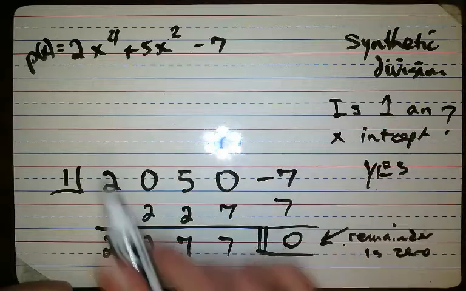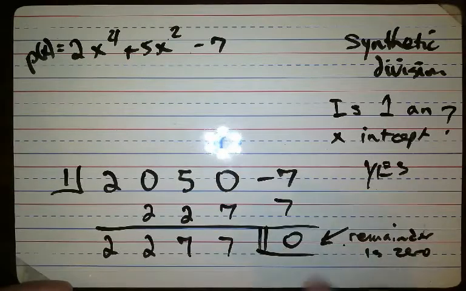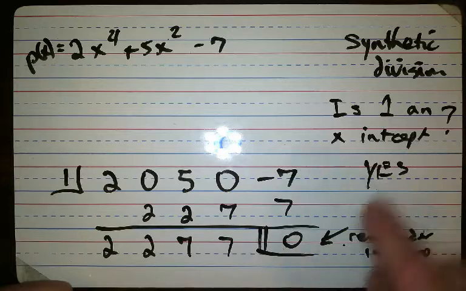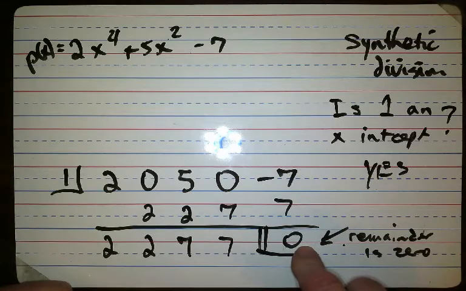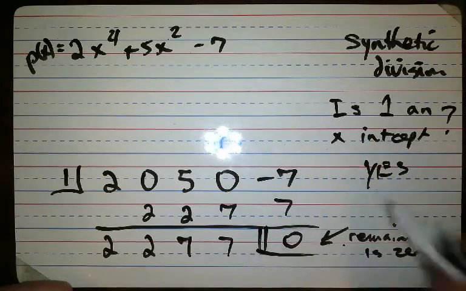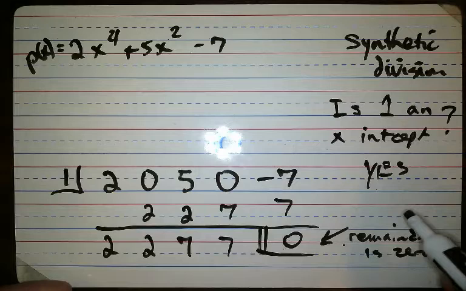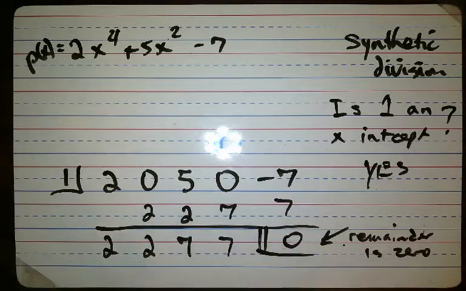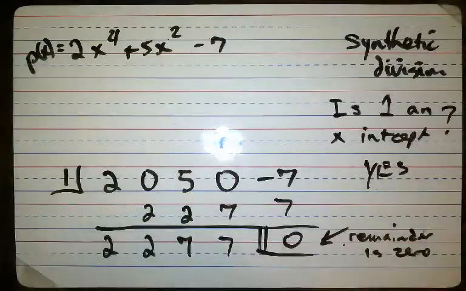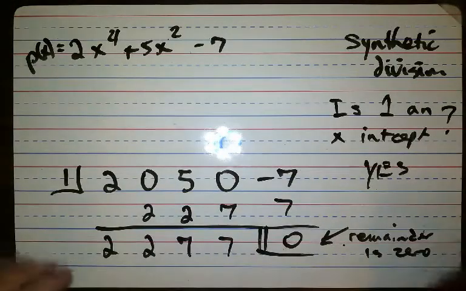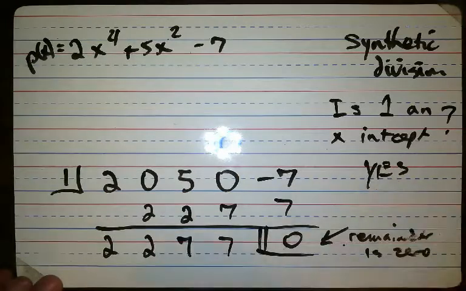So if you did the work here and got a different number, like just a minute ago when we put negative 3 in there, we got 200. Well, then we would say negative 3 is not an x-intercept. 1 is, though.